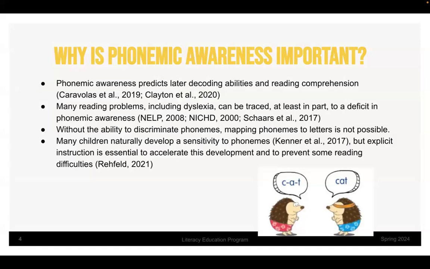We know that many children naturally develop a sensitivity to phonemes because, as we discussed earlier in this series, our brains are wired to understand spoken language, but we also know that explicit instruction is essential. And so we can take advantage of the fact that our brains are wired for oral language, but we do need to make sure that we are explicitly teaching phonemic awareness.